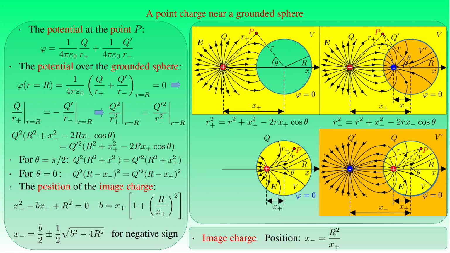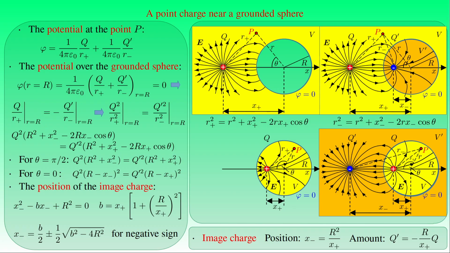Now we can substitute this result into the first condition of the pair obtained by fixing the angle theta, and express the amount of the image point charge q prime as minus the ratio of the radius capital R to the distance x sub plus, times the amount of the point charge q. The negative sign indicates that the inducing charge q and the image charge q prime are always opposite charges. These formulae hold for both the cases. The image charge q prime is always placed in the volume v prime outside the region of interest, regardless of whether the charge q is located outside or inside the sphere.